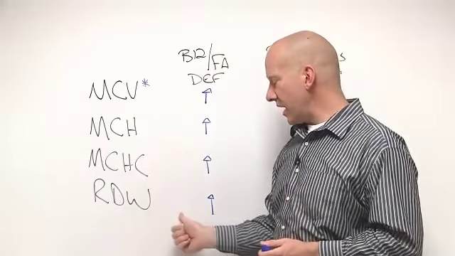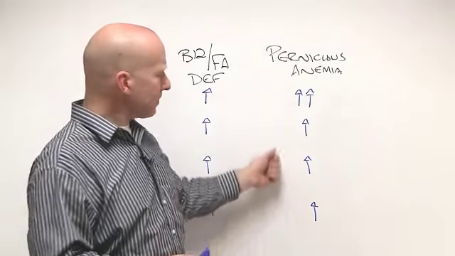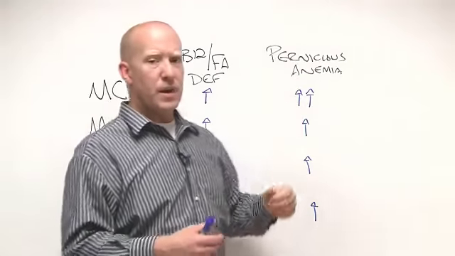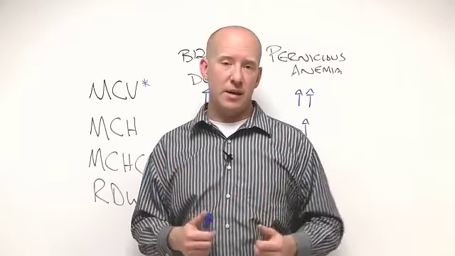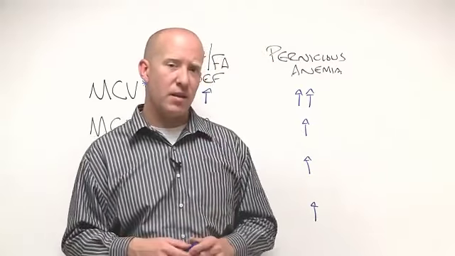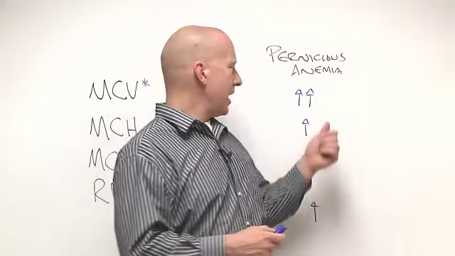Now, we'll compare that to another fairly common type of anemia today called pernicious anemia. Pernicious anemia, if you notice, is essentially the same. However, I drew two arrows showing the MCV in somebody with pernicious anemia will generally be very high, fairly elevated outside of the laboratory reference range. And pernicious anemia is also a B12 deficiency anemia. However, it's caused by something else entirely.